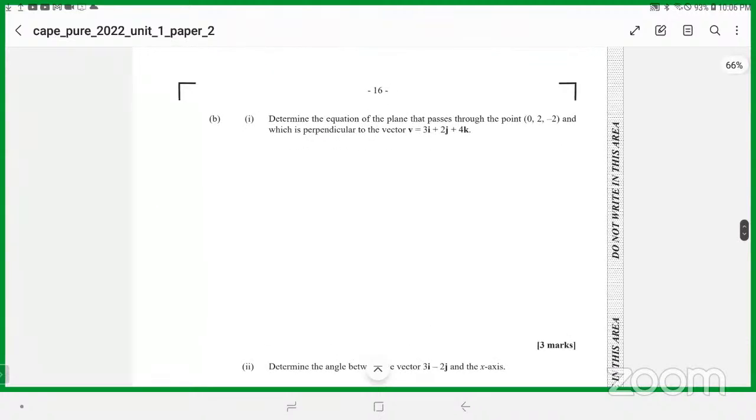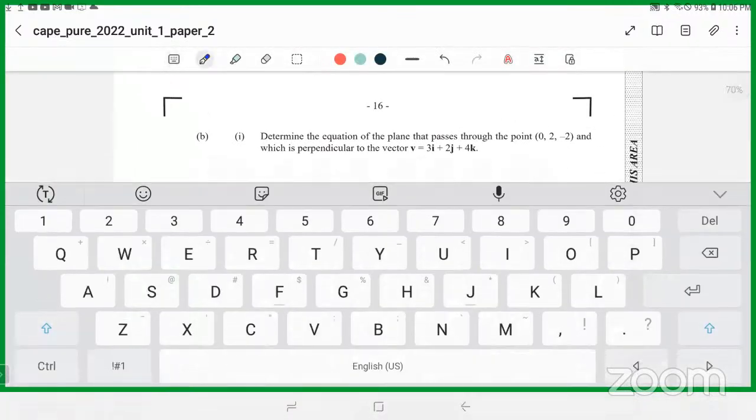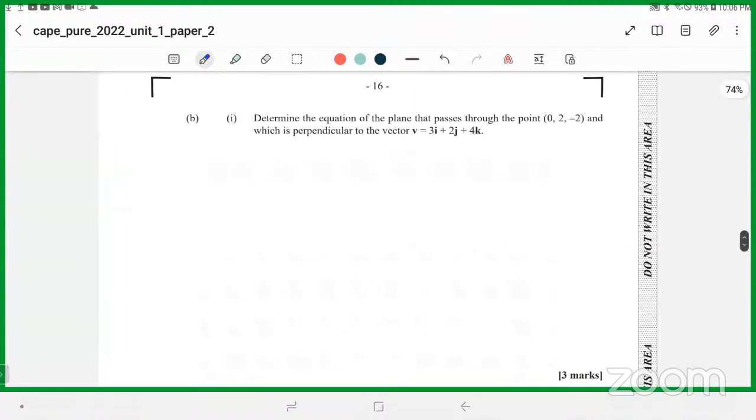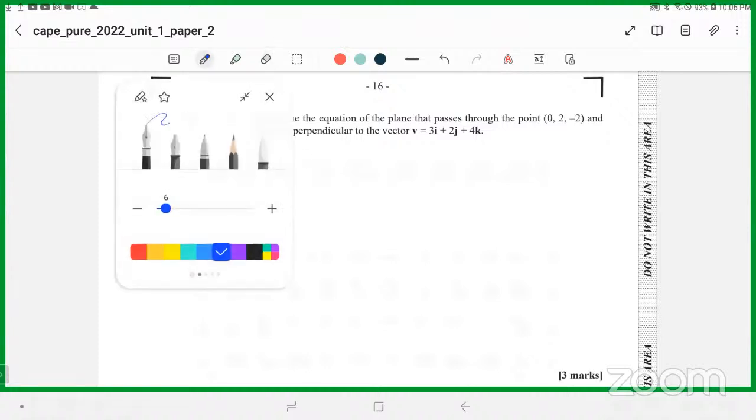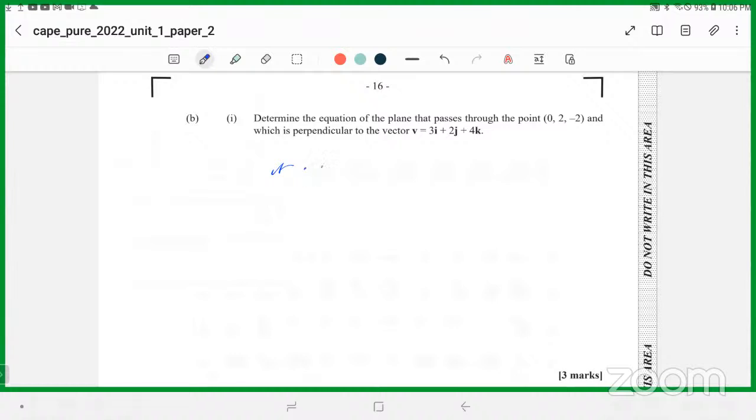All right, 4B. That's a vectors question right here. The question says, determine the equation of a plane which passes through this point and is perpendicular to this vector. This part is easy: this is the normal to the plane, and that's the point. The equation of a plane is r dot n equals a dot n. In this case, this is the n, and this is a known point, so that is the a.